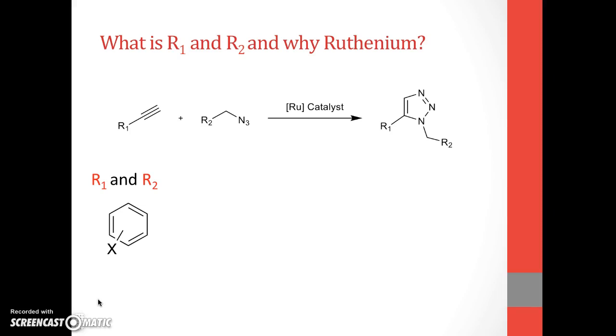Normally they have a benzene ring or an aromatic substituent on them as shown below, and that substituent has an X group on it, which can be really anything, a halogen, more hydrocarbons, or more aromatics.